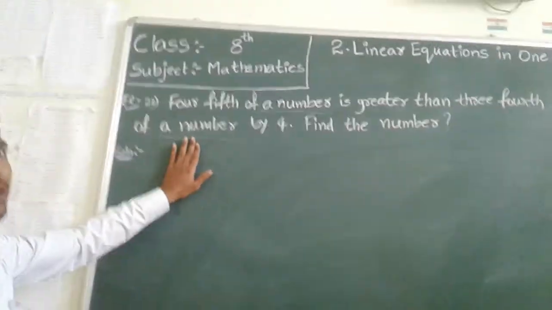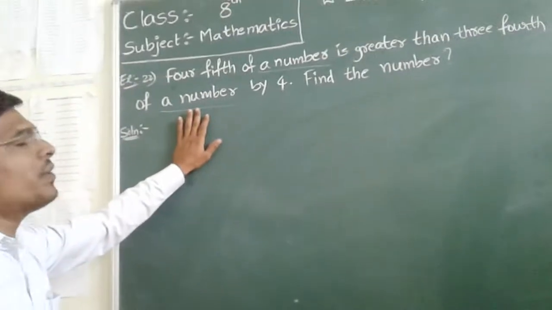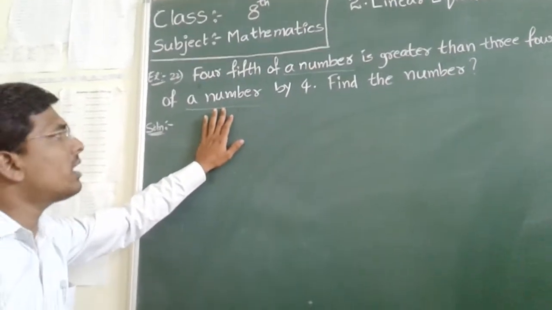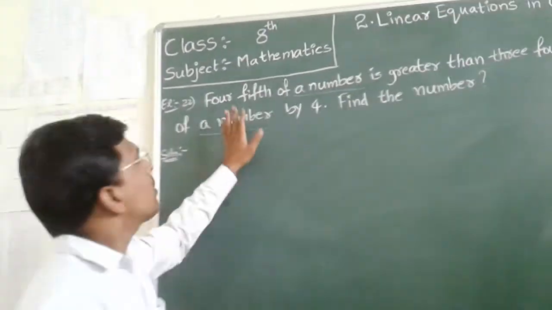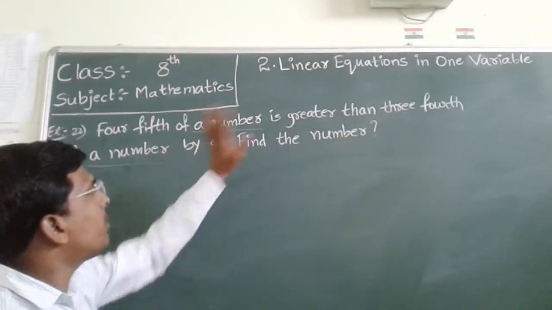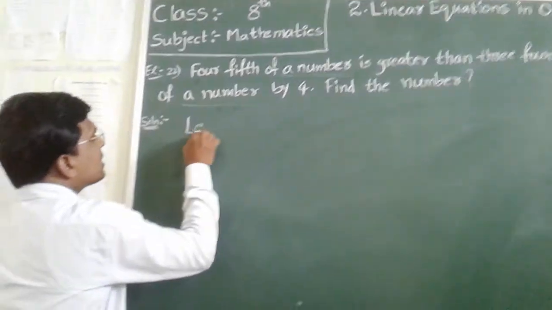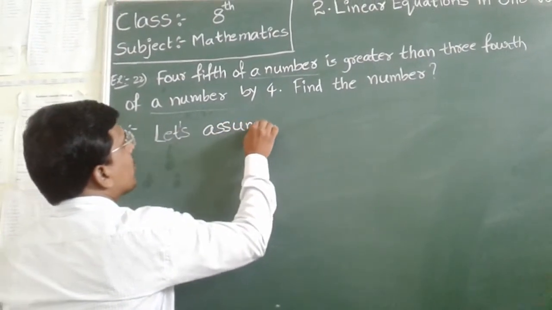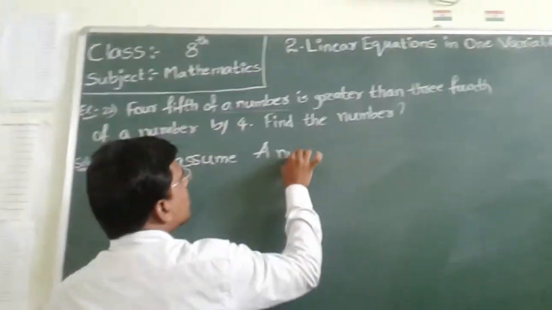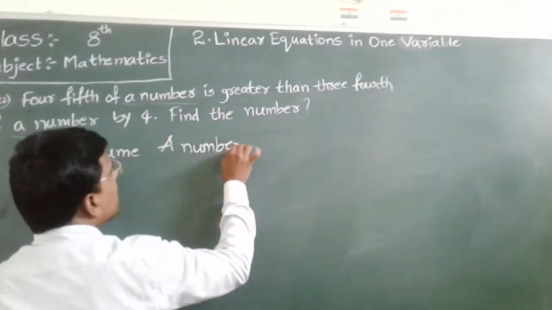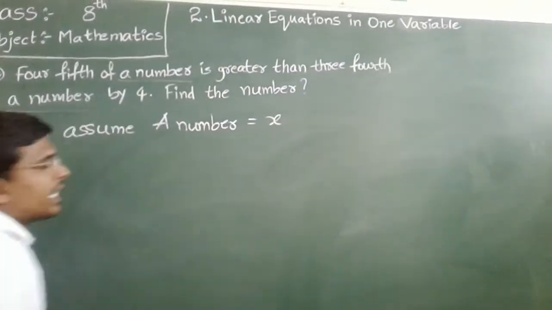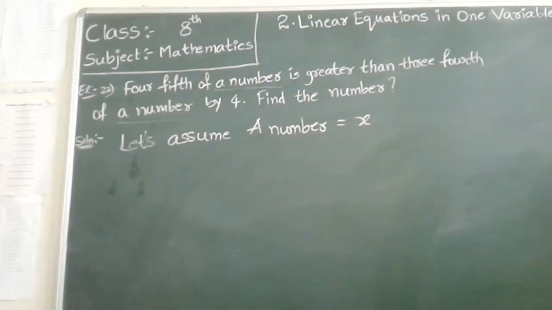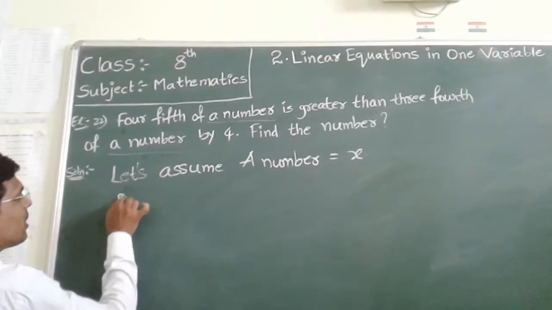A number is what? We don't know the number. So that's why we can assume any one letter, any one variable, that is x. First assume a number; we can assume it as x because we don't know it exactly. Okay, 4/5 of a number. 4/5 of a number is what?